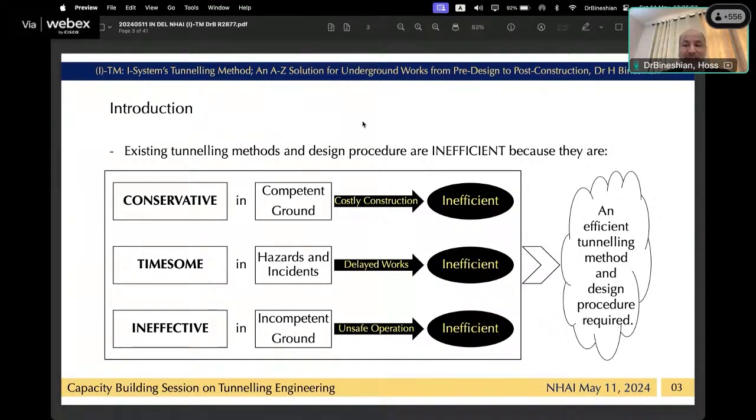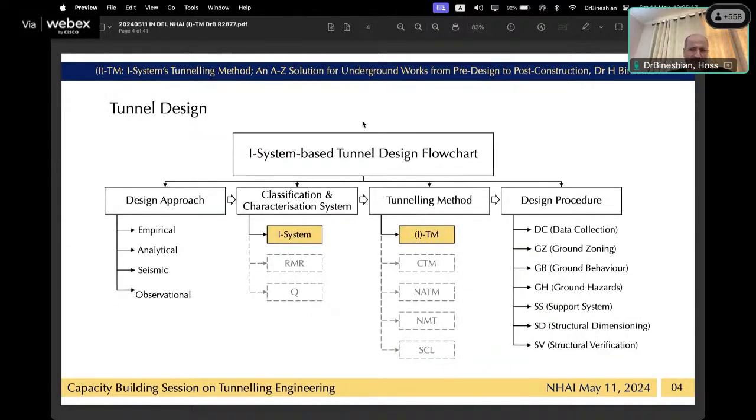So, an efficient tunneling method and design procedure is required, especially in India, where in the coming years lots of tunneling projects are opening. Therefore, based on this need, from almost 26 years back, I started to develop a new system, which is called I-System, in 2019.